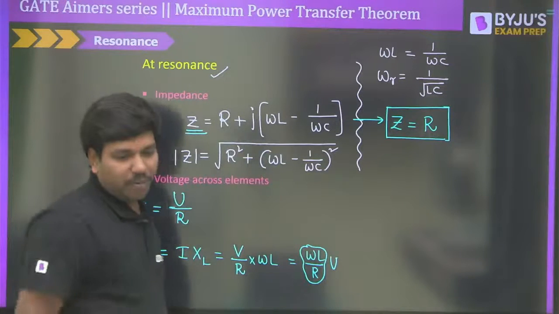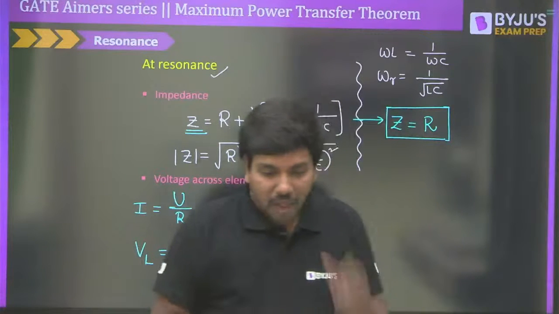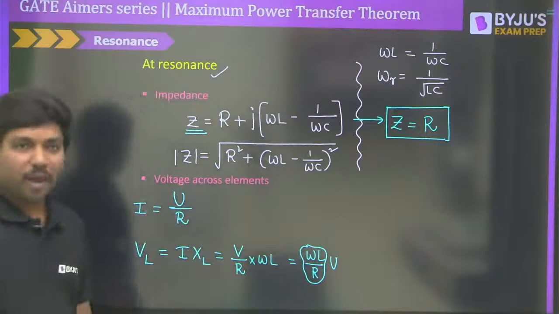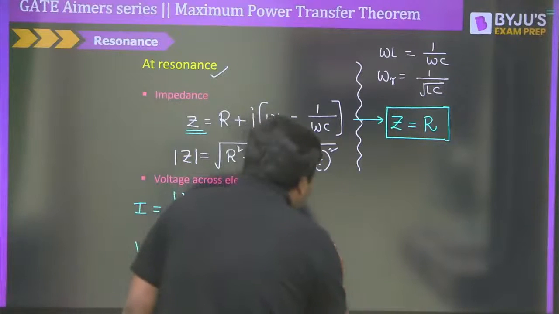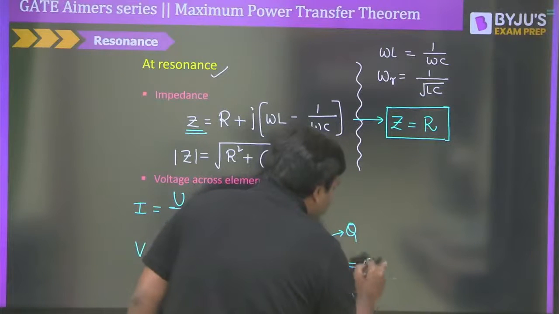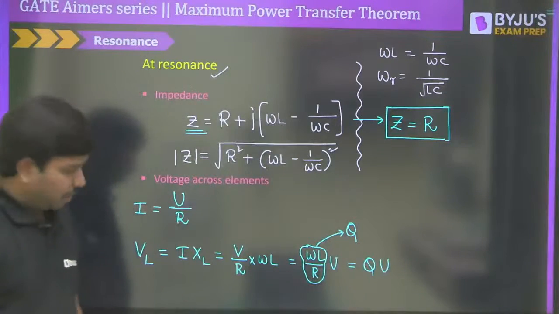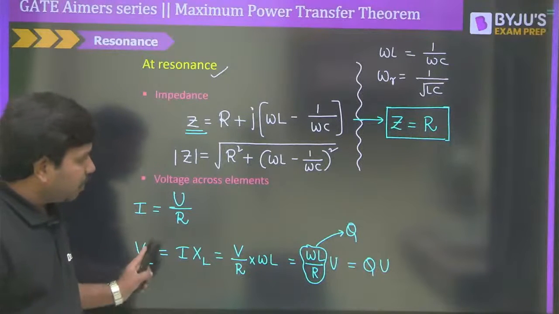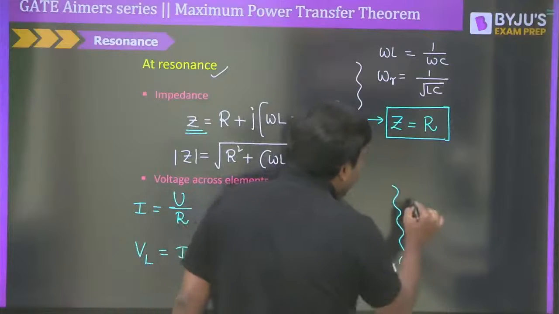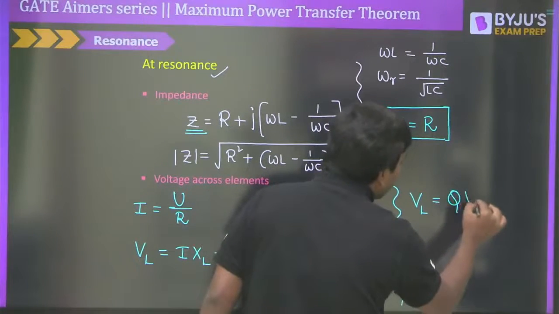Any one of you, please let me know in the comment section. Ansari, Surya, Chandrasekhar, Suraj, and so many students are there. Please mention what this omega L by R is. Omega L by R is considered the quality factor. So therefore I can say it will become Q times the voltage V. Q times the voltage V. Clear? So the final answer to this overall theme here is that the voltage across the inductor will be equal to Q times the supplied voltage.